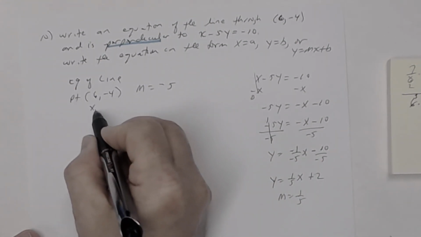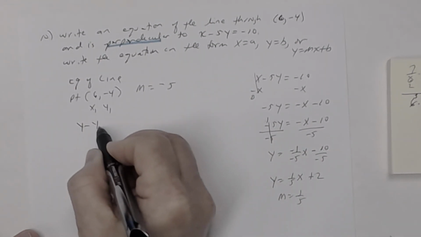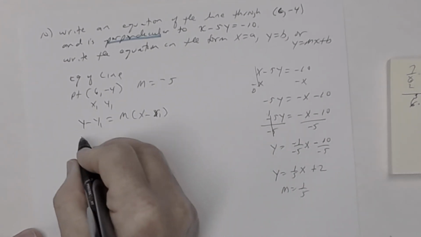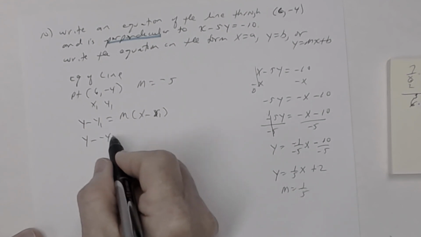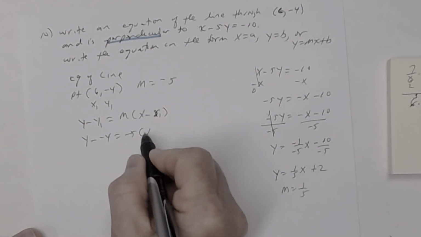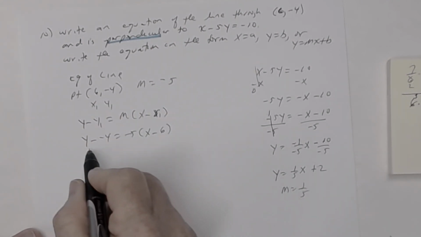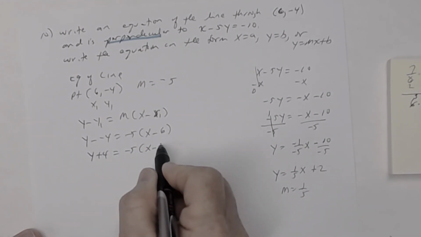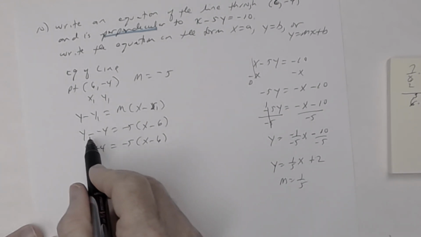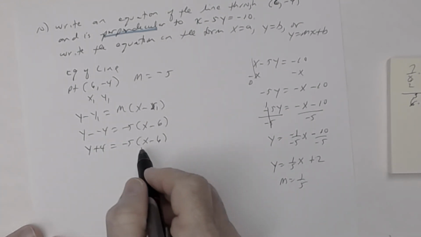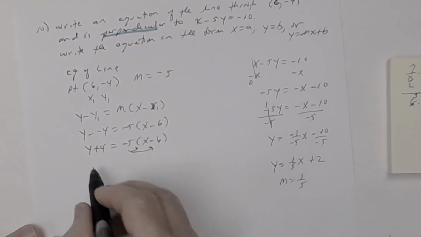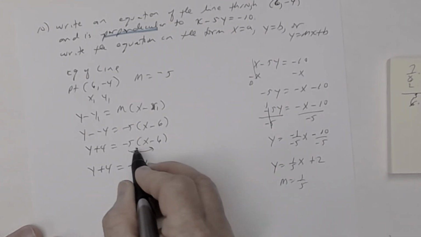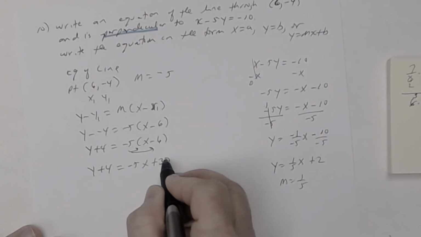All right, so this is your x1, y1. So y minus y1 equals the slope times x minus x1. So y minus a -4 equals the slope times x minus 6. So this becomes y plus 4 equals -5 times x minus 6. All I did was change this to plus. Now we're going to distribute. So I get y plus 4 equals -5x, and then -5 times -6 is a positive 30.